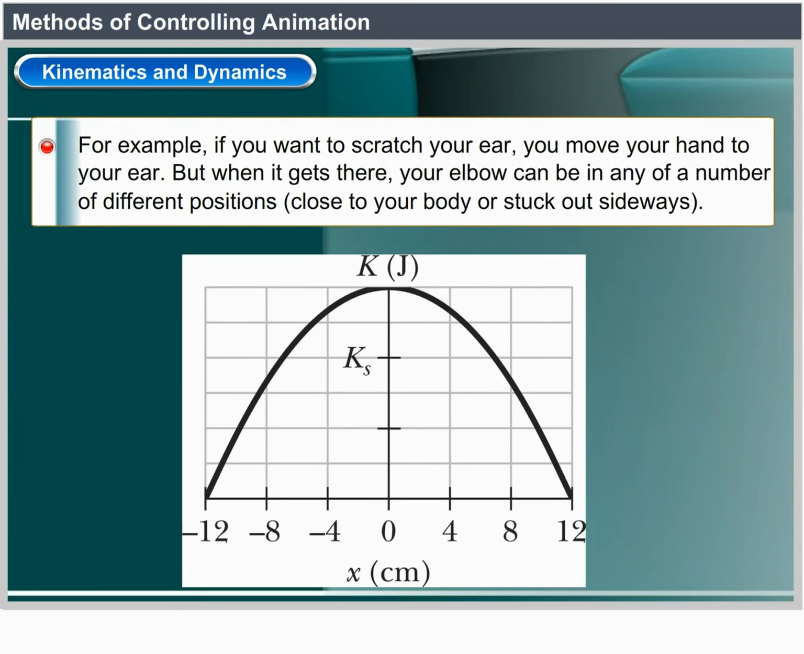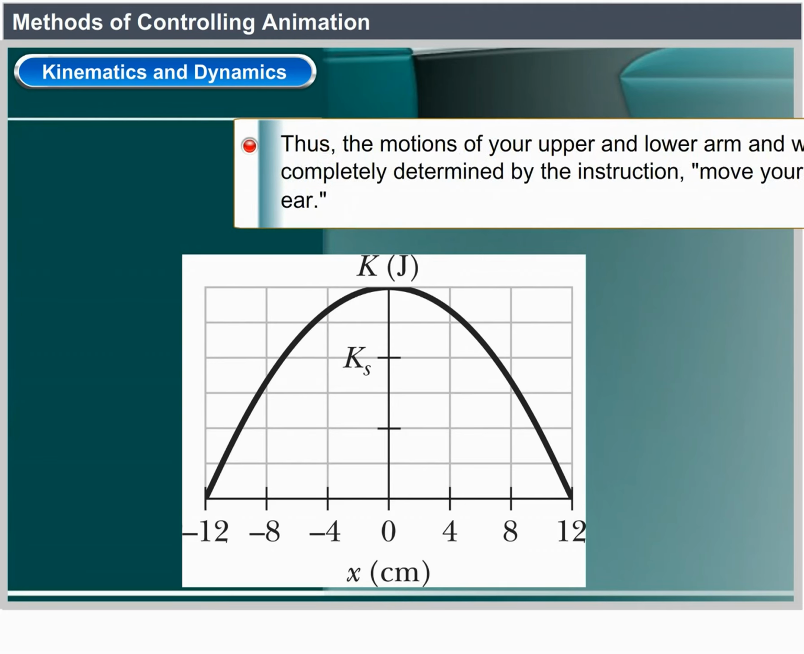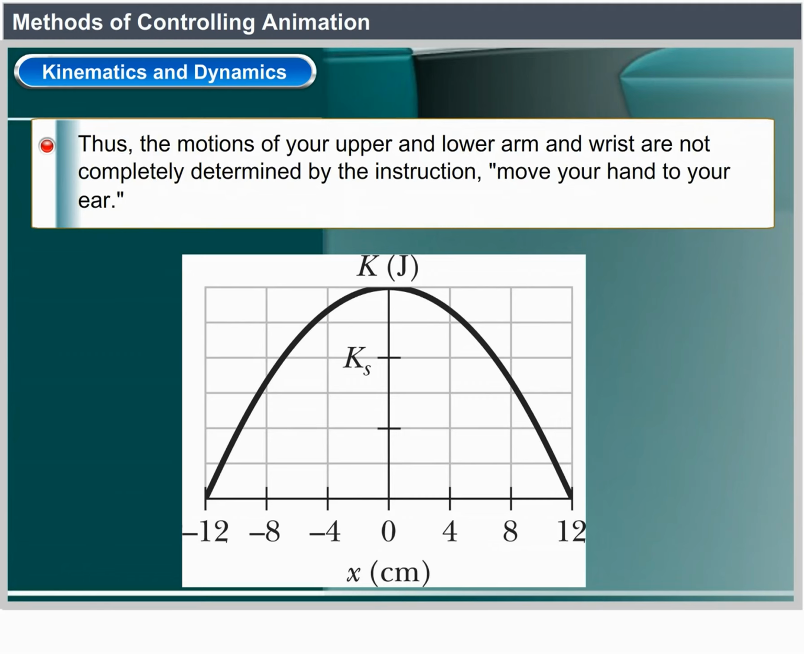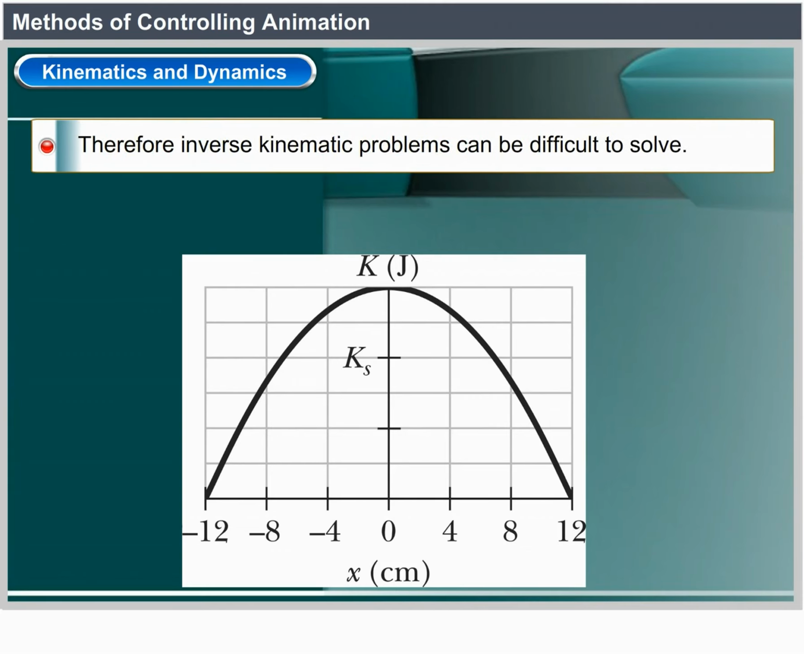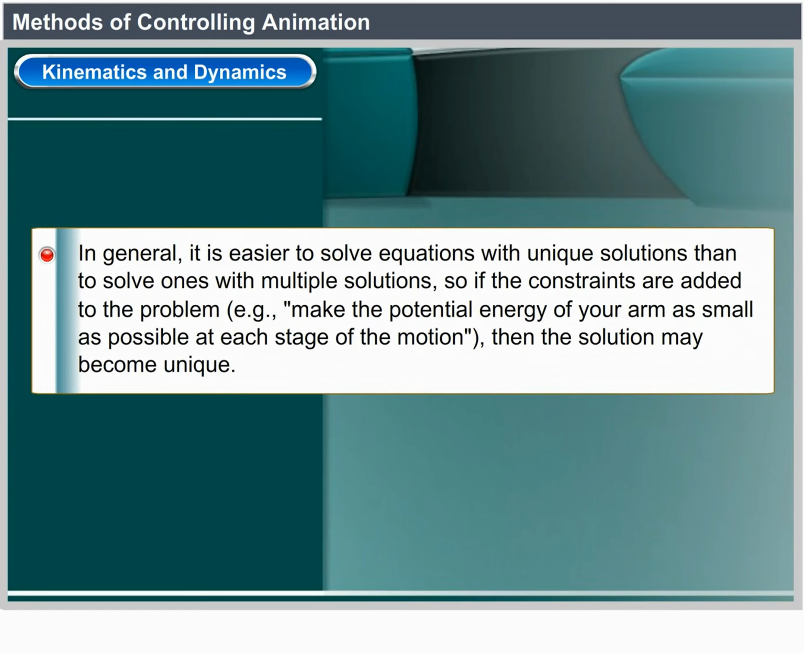For example, if you want to scratch your ear, you move your hand to your ear, but when it gets there, your elbow can be in any number of different positions, close to your body or stuck out sideways. Thus, the motions of your upper and lower arm and wrist are not completely determined by the instruction, "Move your hand to your ear." Solving inverse kinematic problems can therefore be difficult. In general, it is easier to solve equations with unique solutions than it is to solve ones with multiple solutions. So if we add constraints to the problem, for example, make the potential energy of your arm as small as possible at each stage of the motion, then the solution may become unique.